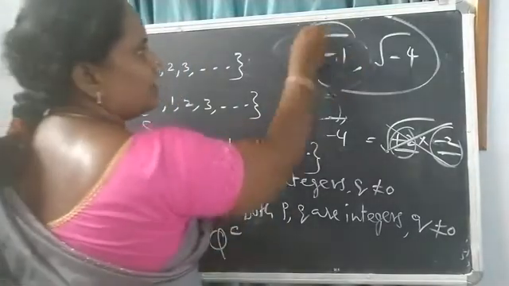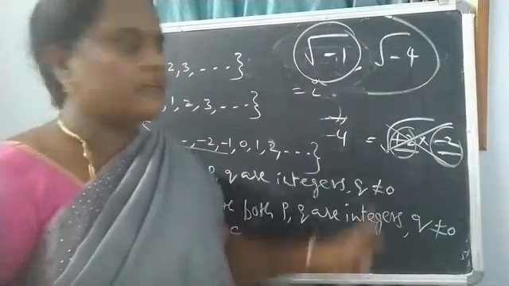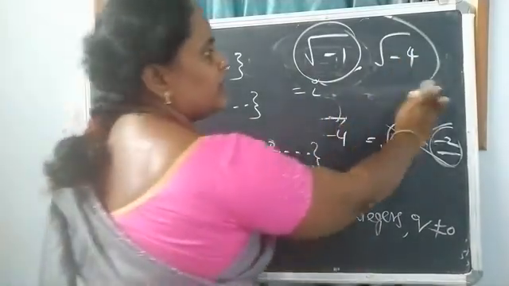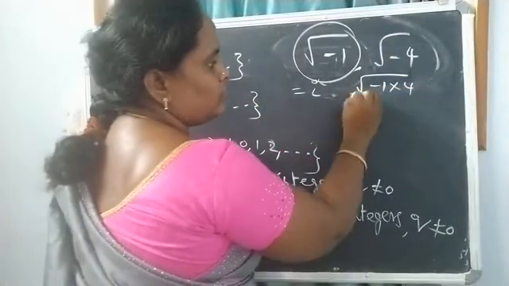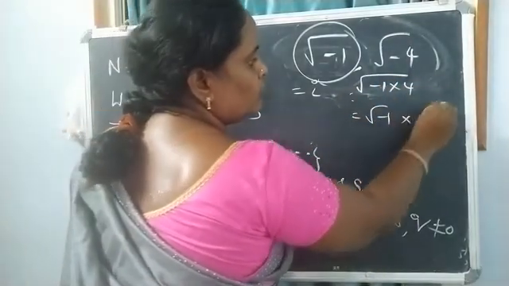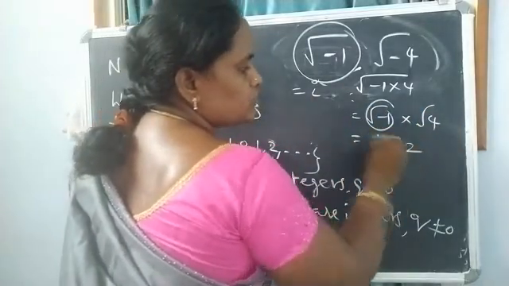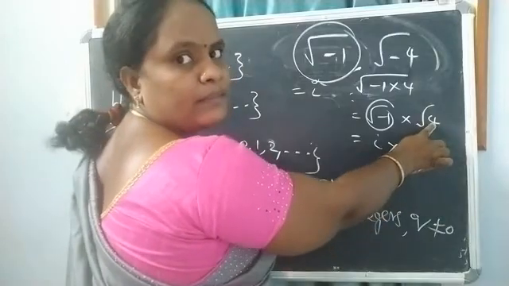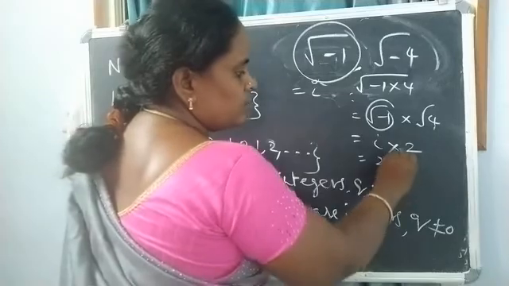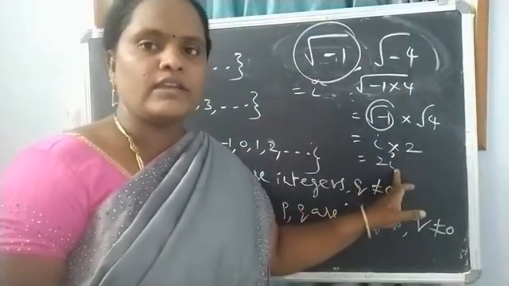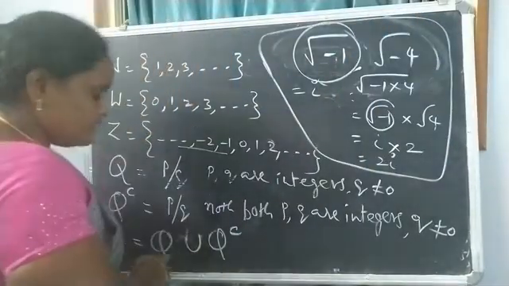Here the root of minus 1 is called i, the imaginary number i. So root of minus 4 can be written as root of minus 1 into 4, which is equal to root of minus 1 into root 4. Root minus 1 is i, and root 4 is 2, since 4 can be written as 2 square, and the square and square root cancel. So i into 2 is 2i. That is, the real part and then the imaginary part. So these are the new numbers which are not there in the real numbers.